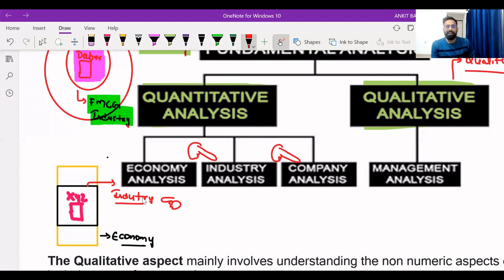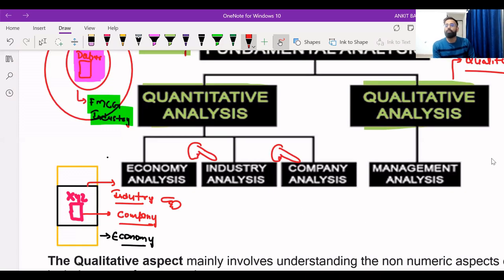Once you have checked that this particular sector has a future, then you will be analyzing the company data, right? After that, you will be checking the profit and loss account of the company, ratios of the company, etc., right? So this is the importance of economy analysis, industry analysis, and company analysis.